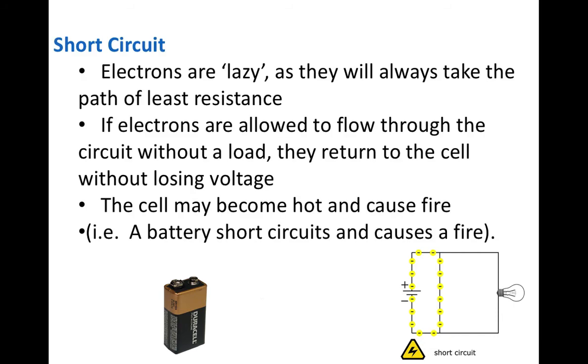Now on to short circuits. You might have heard of something short-circuiting. What does that mean? Electrons are, we could say, inherently lazy, and they will always want to take the path of least resistance. So in a circuit, if electrons are allowed to flow through the circuit without going through the load, so if they were to go down this way without going through the light bulb, then they would return back to the cell without losing any voltage. So this would result in the cell becoming hot, and that could result in a fire.